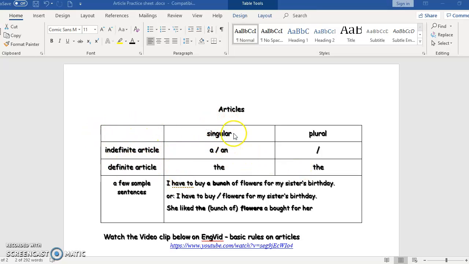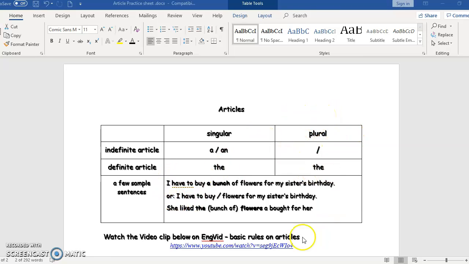Okay, the indefinite article you only use when there is one thing of it. Only one, meaning singular. Then you use a and an. When there are more than one thing, it has no article. When it is an indefinite thing you talk about. The definite article, you use the when you talk about one thing, and you also use the when you talk about many things. So you use the for the singular and the plural.